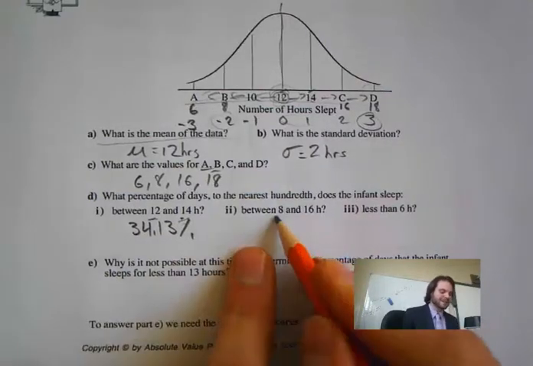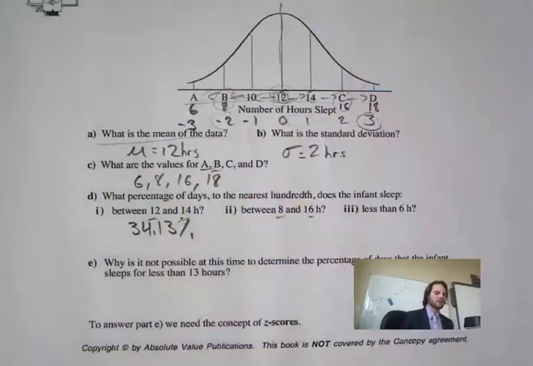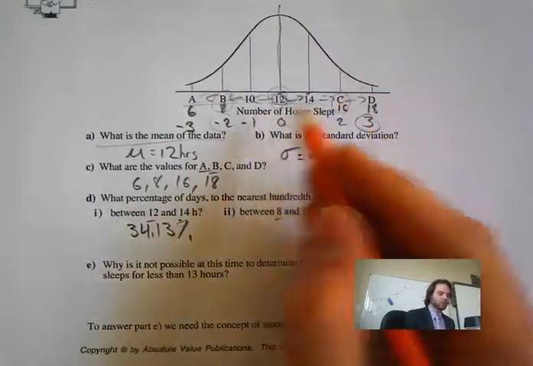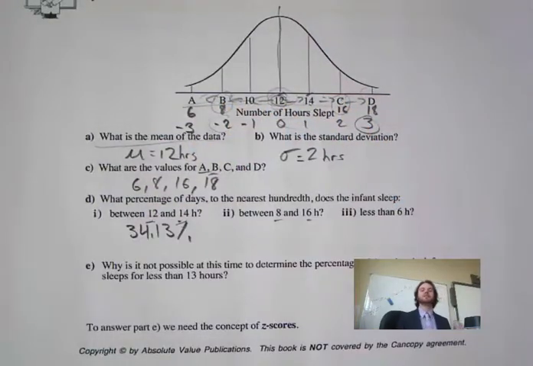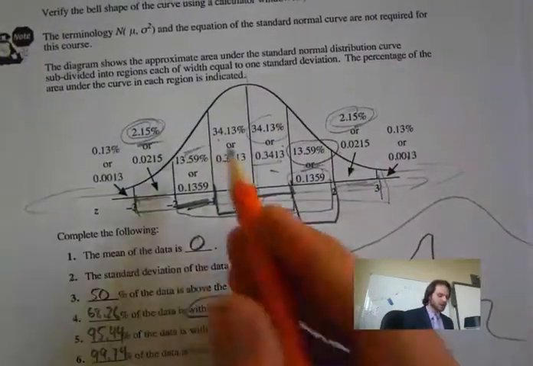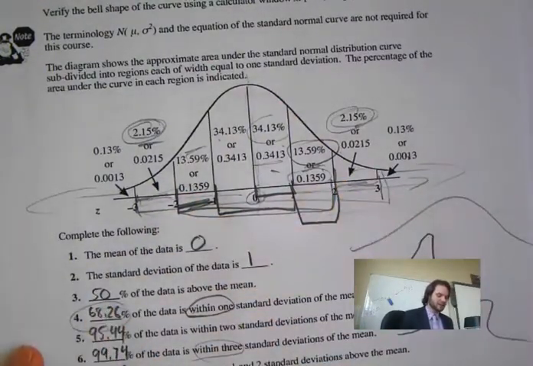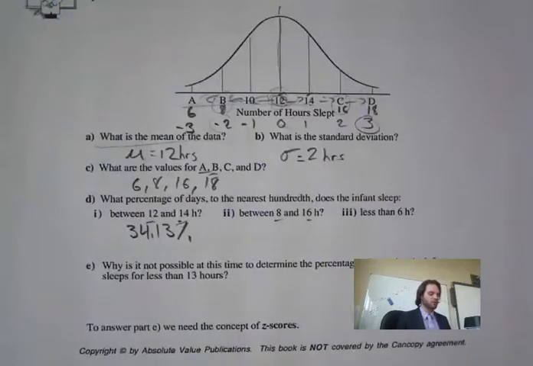Now between 8 and 16 hours. So 8 is here and 16 is there. That is a total of 1, 2 above and 1, 2 below. That is a total of saying, within 2 standard deviations, how much does it sleep? We did that one. There to there, which gives me 95.44%.